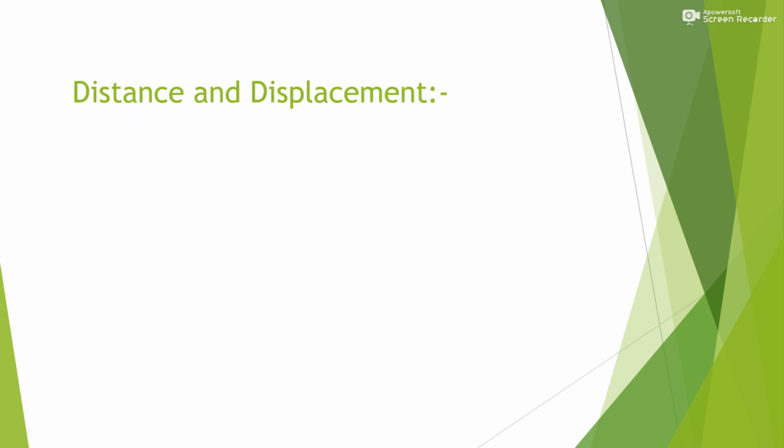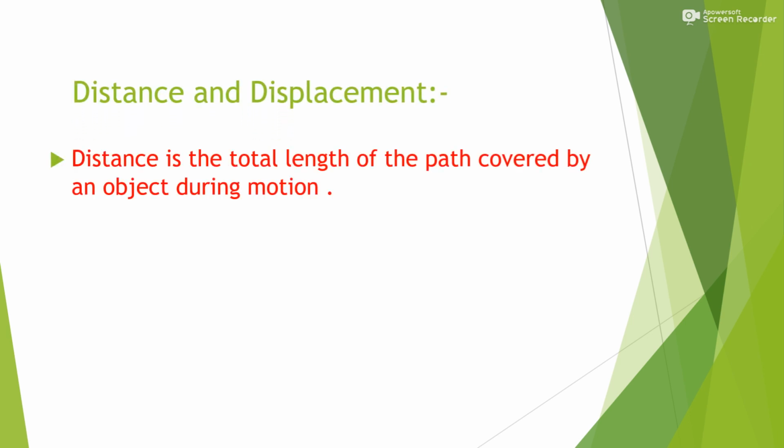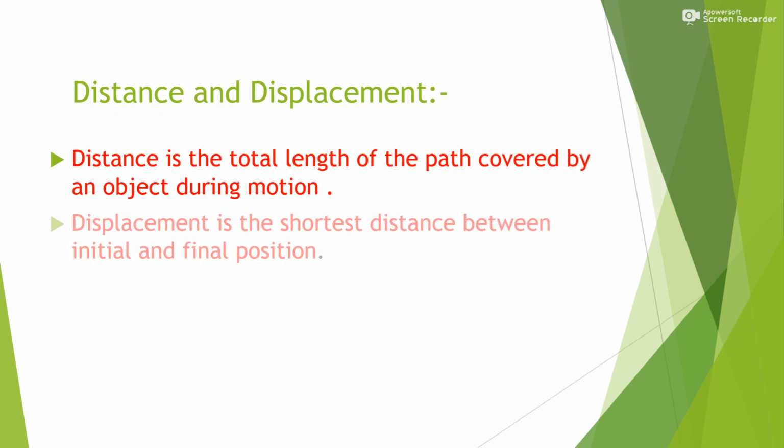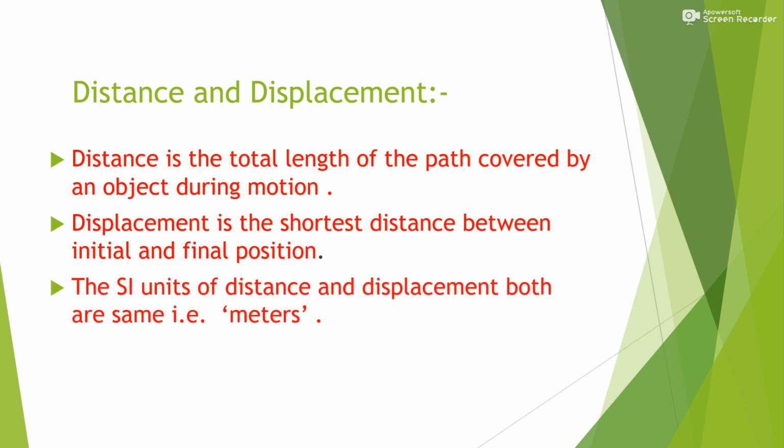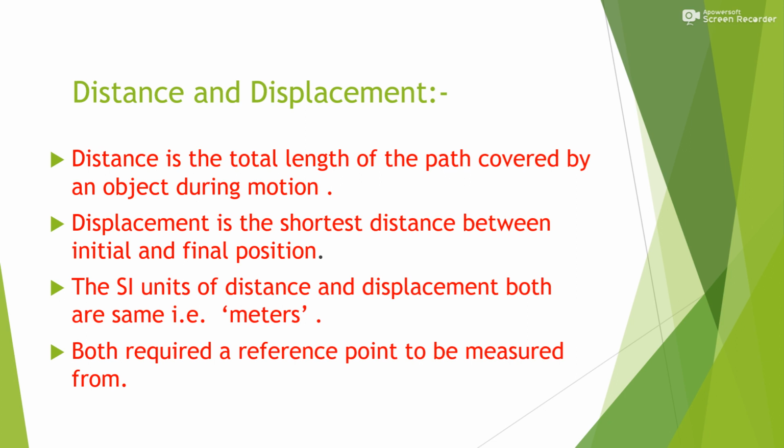Distance and displacement. Distance is the total length of the path covered by an object during motion. Displacement is the shortest distance between initial and final position. The SI unit of distance and displacement, both, is the same, that is meters. Both require a reference point to be measured from.